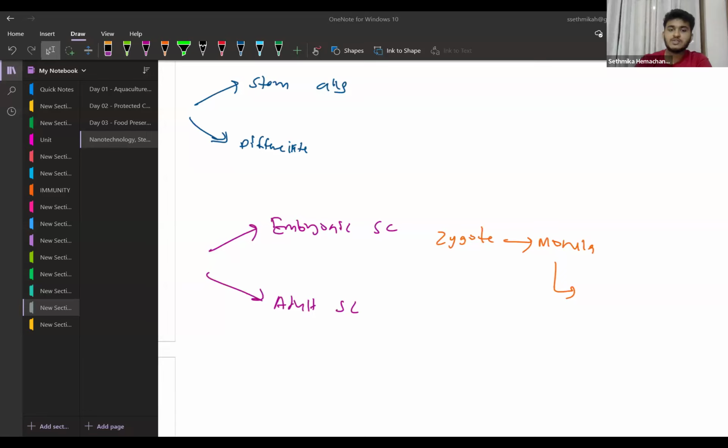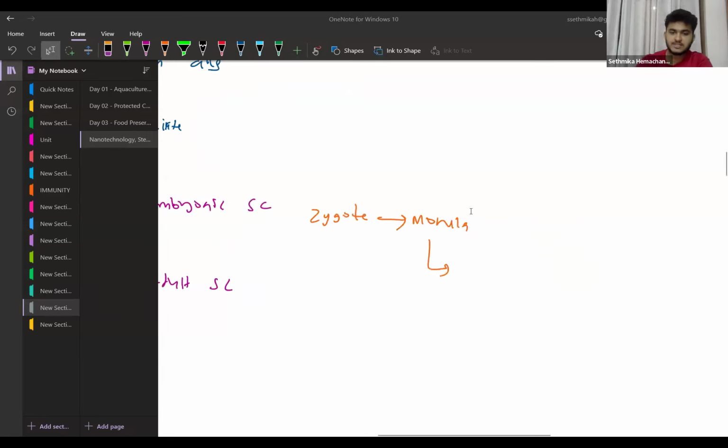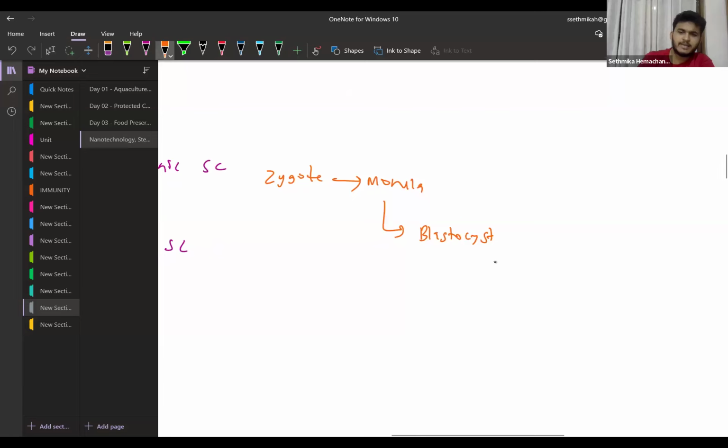You get the blastocyst, right? From the morula, you get something called the blastocyst. The blastocyst is formed basically 5 to 7 days after fertilization, right?